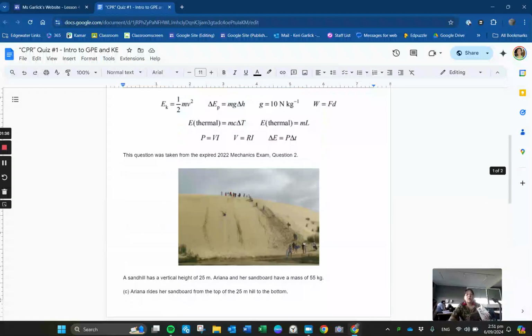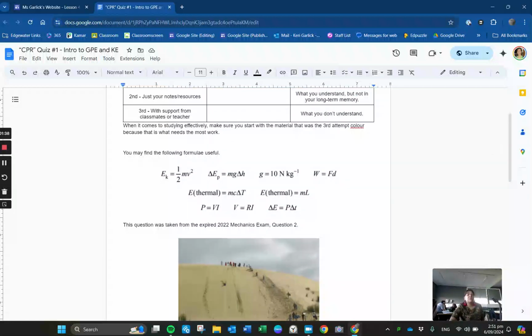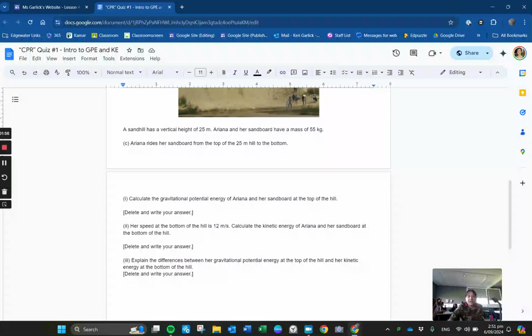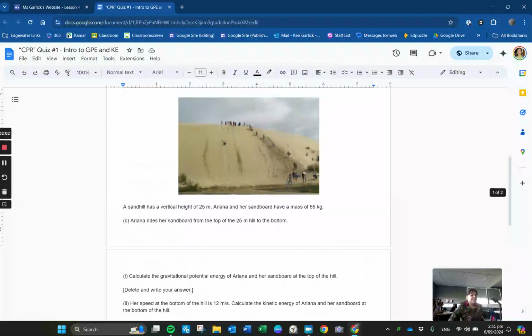Are we okay with the gravitational potential energy question? That one's just the mass times gravity times height. I feel like that one's straightforward enough. Yeah. So you just plug in the numbers there. The kinetic energy one's a little bit more complicated because you have the v squared. And so you have a little bit more when it comes to how you're thinking about that. So in that second question here, they're saying her speed at the bottom was 12 meters per second. Calculate the kinetic energy that she has when she's at the bottom of the hill.